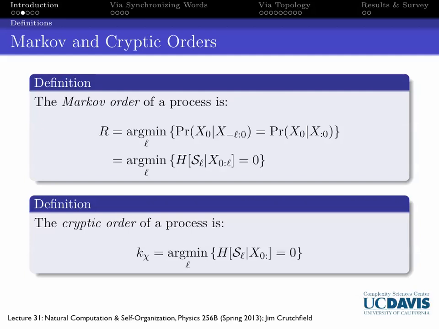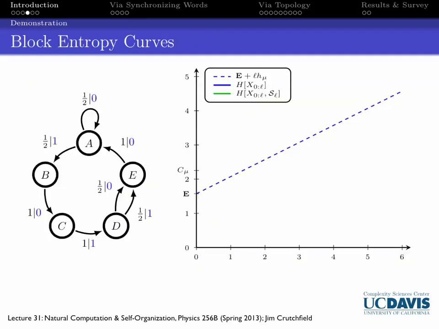So we'll see some examples of what this means exactly and concretely very soon. But first, the naive approach to calculating the Markov and cryptic orders is using block entropies and block state entropies. Have those been talked about yet? A little bit? It's just, as you can see, the entropy of not just a block of symbols, but also the state induced upon seeing those symbols.